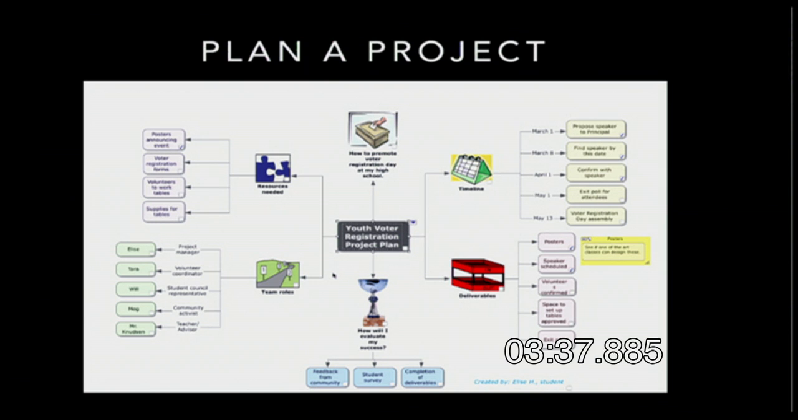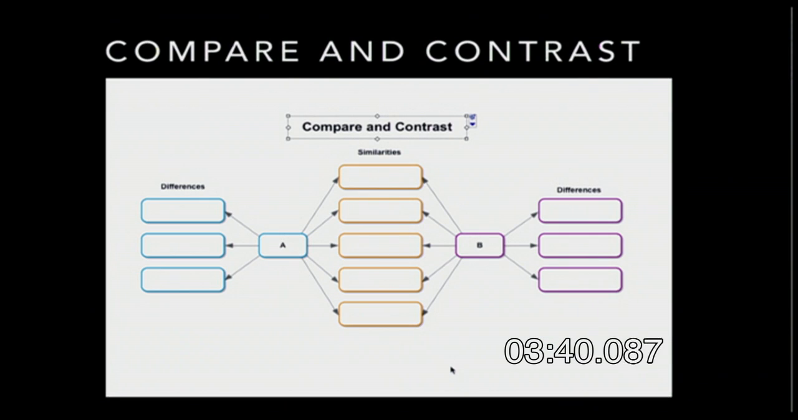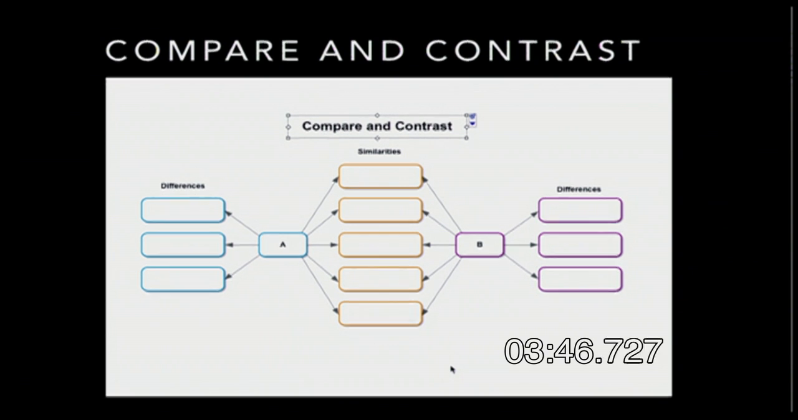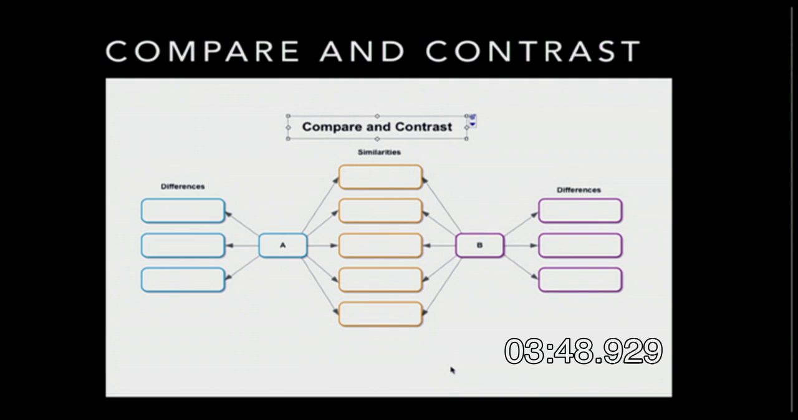So planning a project. Okay, our next one is compare and contrast. That's one of those topics that always comes up on our standardized tests. And comparing and contrasting isn't just an English language arts skill. It also happens in science and social studies. Compare Abraham Lincoln to, I don't know, George Washington. Compare the protist to the bacteria. Compare, I don't know, living to non-living. These are all kinds of things that can be done on a compare and contrast chart.